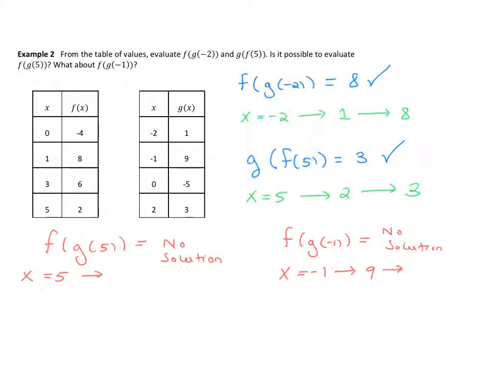So one thing to point out is, if you try to find a composition, you have to make sure it's going to somehow work through this process for both functions.